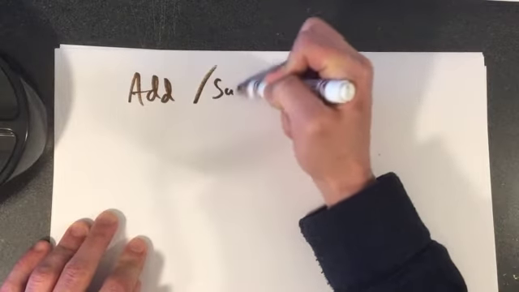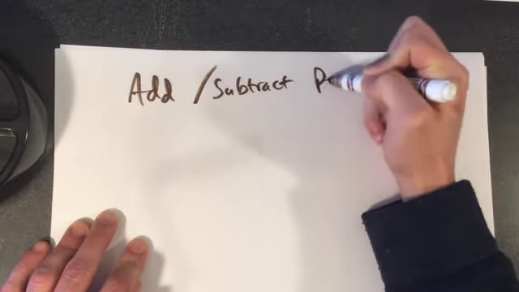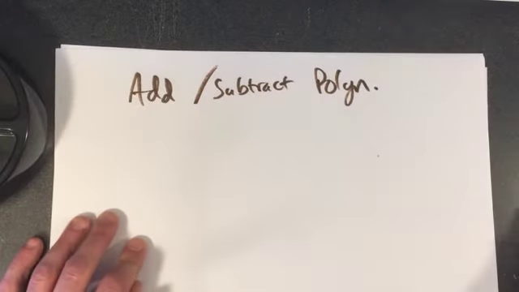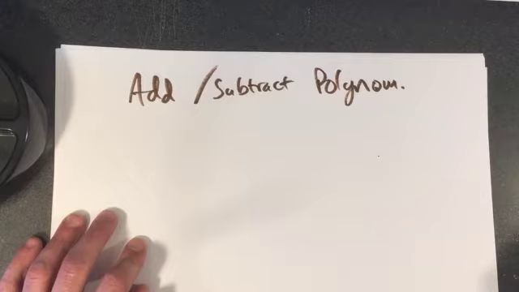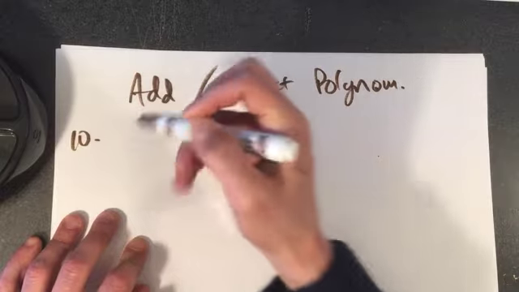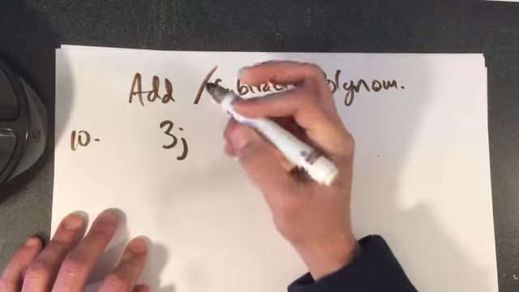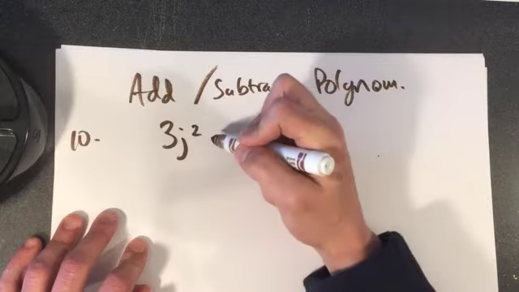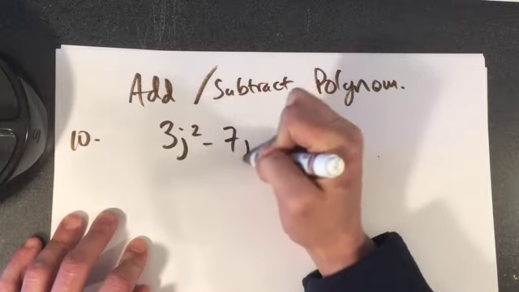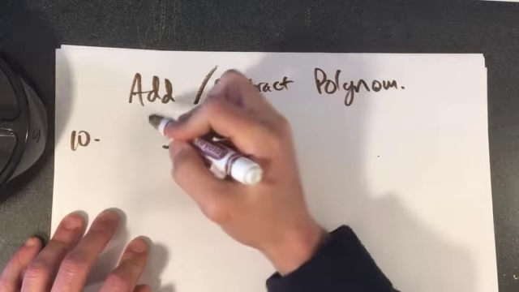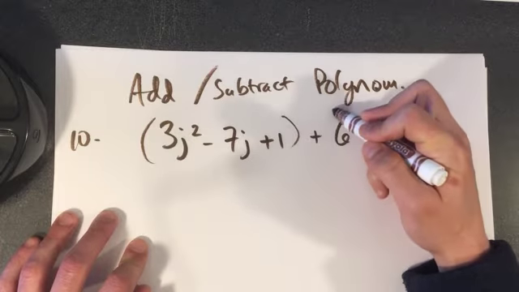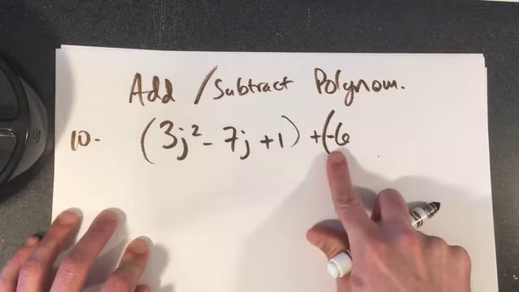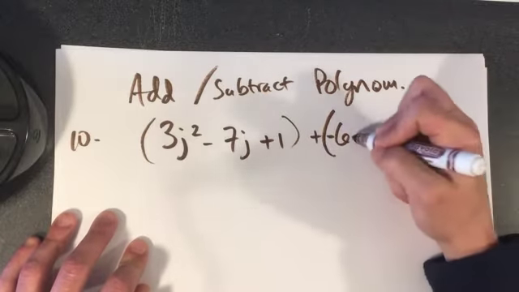Let's do a little headline for this page. We're going to add and subtract polynomials. I'm just going to do my abbreviation there. Okay, so let's take a look at problem 10. We have here 3j squared minus 7j plus 1, and all that is in parentheses. We're going to be adding over here as well. We have, in another set of parentheses, a negative here. Don't miss, really big point about negatives.